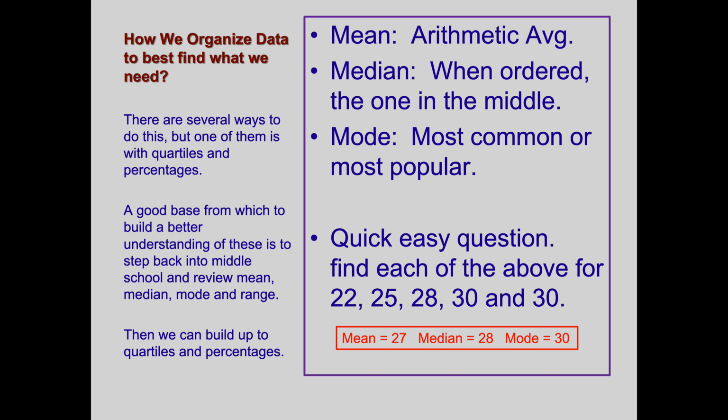Okay, so the mean is 27. The way you get the mean is you add them all up, 22, 35, 22, 25, 28, 30, 30. You add them up, you come up with 135, you divide by 5, and you get 27. The median, when ordered, very important that they're ordered, is 28, the one in the middle. If there are 2 in the middle, you add them up and divide by 2. And the mode is the most frequent, the most popular, the most common. In this case, it's 30.